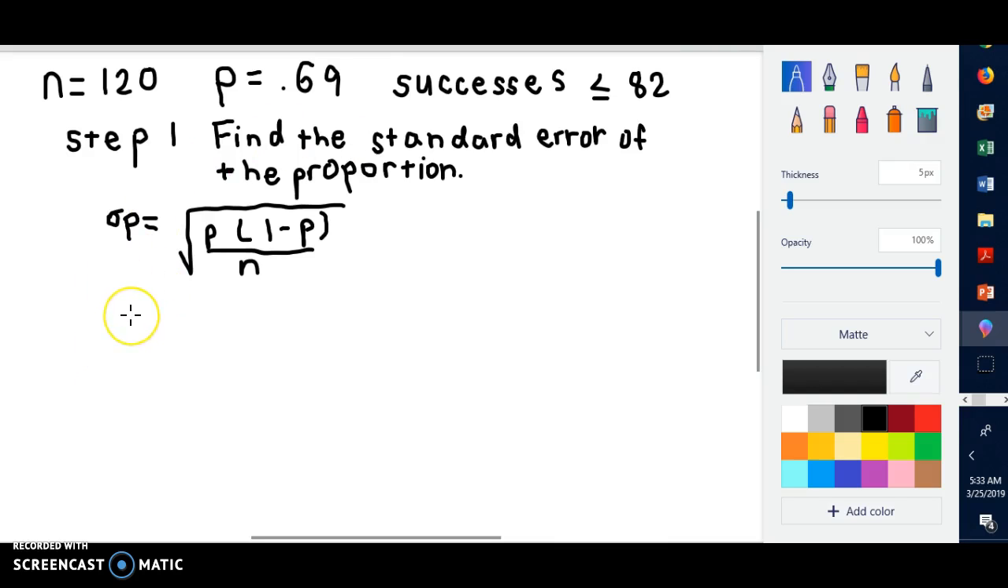To find the standard error of the proportion, you will use the formula here. I've already written that down, and now we just need to plug in.